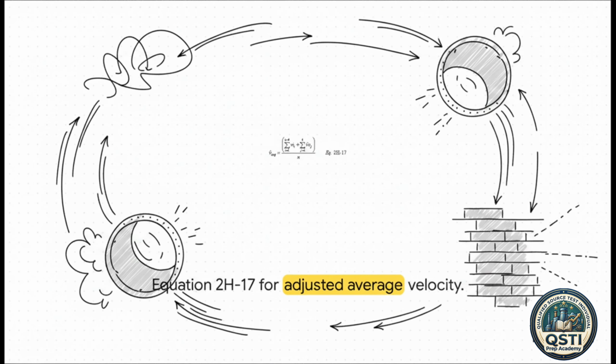Now watch how this changes as we write out Equation 2H-17. Look at that. This is your wall effects adjusted average velocity. Do you notice the difference? We take the exact same structural framework, but we replace those original exterior velocities with our newly calculated replacement velocities. That's that VEJ with the little hat on top of it. By doing that, you've successfully factored in the friction.